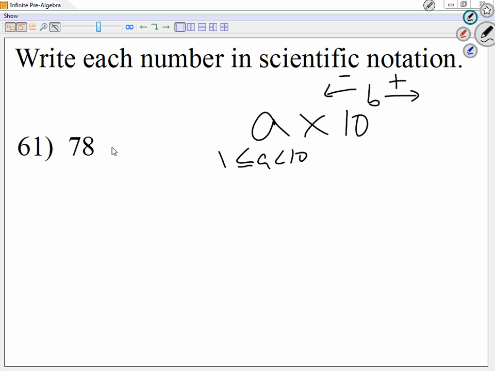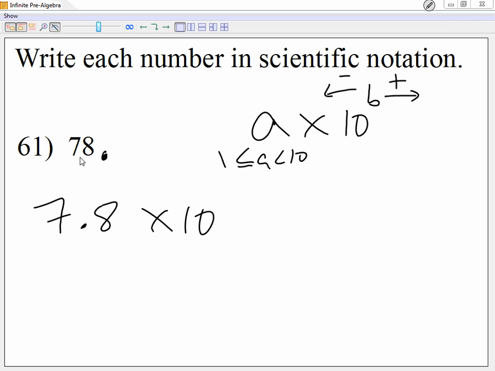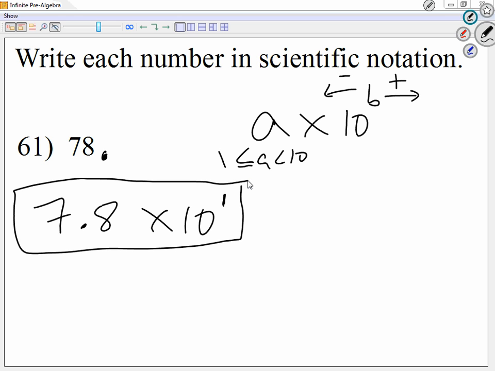So I see where I need to finish, right after the 8. That's where I need to finish. But I'm going to start between the 7 and the 8. I'm going to write that as 7.8. The 7.8 is between 1 and 10, times 10 to something. Notice how I'm beginning between the 7 and the 8, and I have to move it after the 8. I have to move it one place to the right. So I'm going to put positive 1, because I'm moving one place to the right.